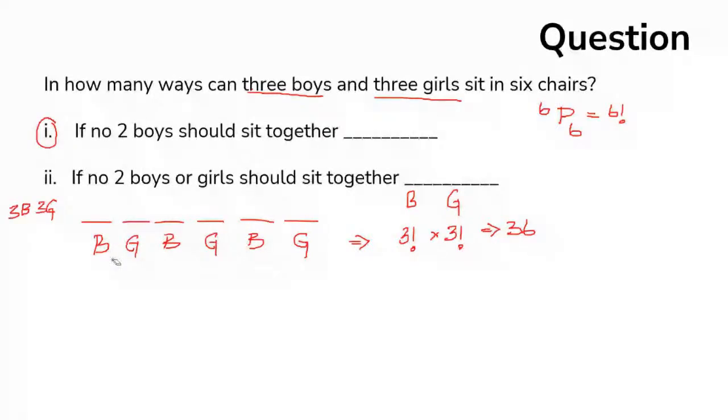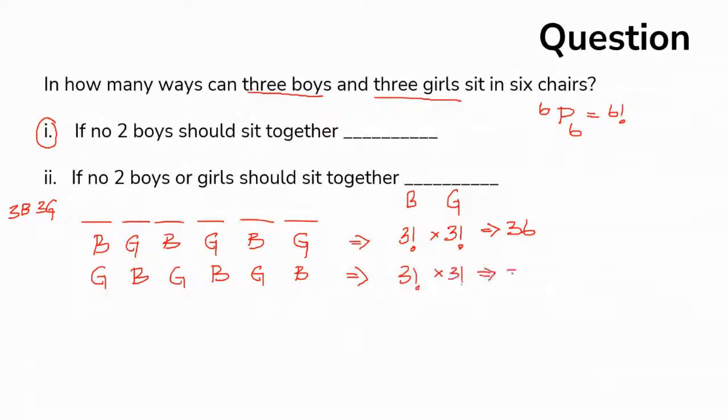It is not compulsory that the arrangement should always start with a boy. It can be girl, boy, girl, boy, girl, boy also. Within the boys, if we rearrange, it is 3 factorial once again into 3 factorial, so you get 36 possible ways.